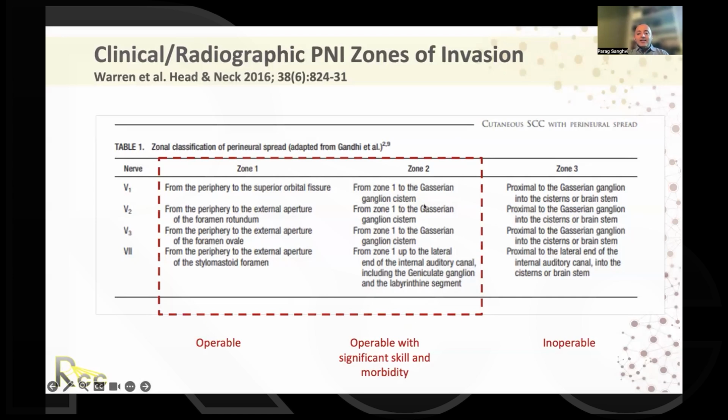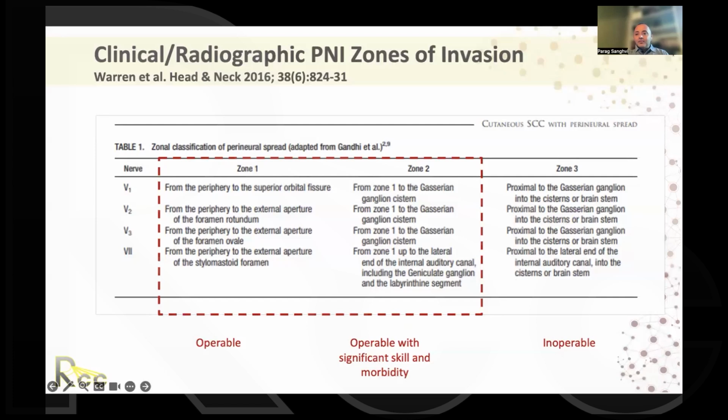These patients, I think, are operable with significant skill. So you really need an expert head and neck surgeon who is comfortable operating in this setting. But there can be significant morbidity from surgery. So the reality is, only about a third of these patients are going to get surgery in the clinical setting. Most of these patients, the surgeons are going to pass on operating.